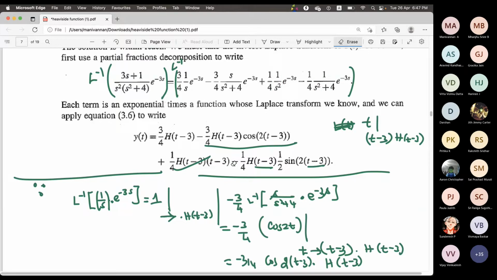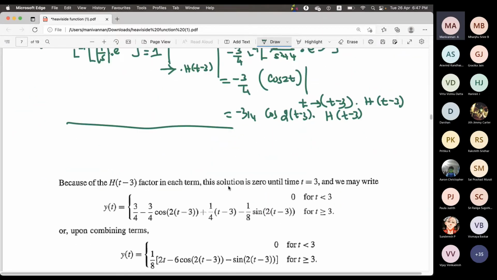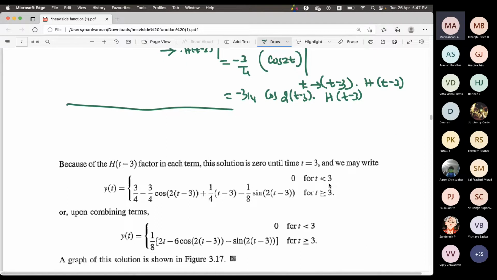Yes, sir. So in this way, if there is any Heaviside function, the answer will be involved with your Heaviside functions. Sometimes maybe the constants are also there, based on the problem. So this is the answer for your problem. And here, for this problem, when t is less than 3 it is 0, and for t greater than or equal to 3 this will be the solution, the entire solution of your problem.